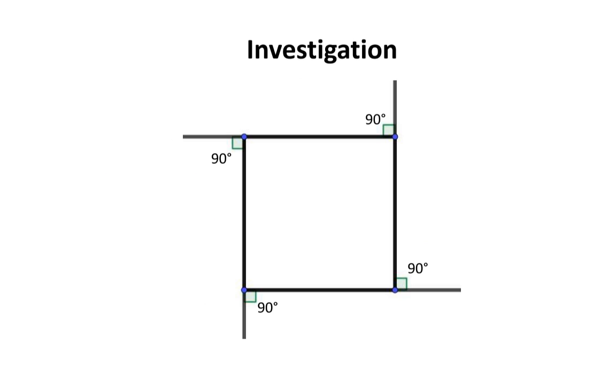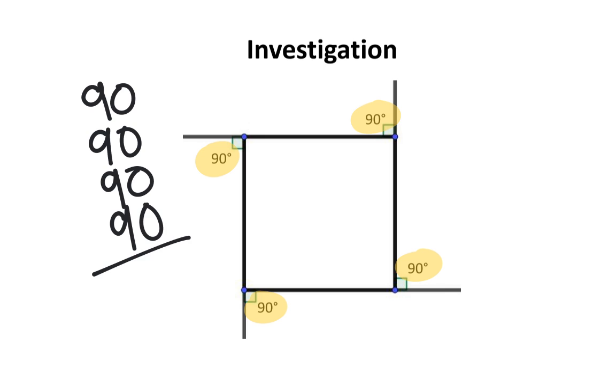As you can see here, we have another polygon, more specifically a square. All of its exterior angles are also labeled. A square is considered a type of quadrilateral since it has four sides. And if you remember, the exterior angles of any quadrilateral must add up to 360 degrees.